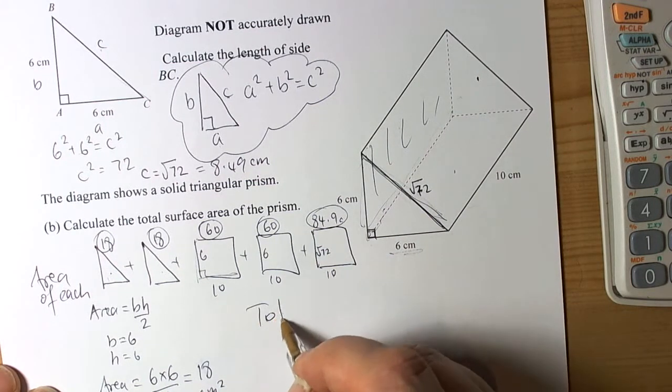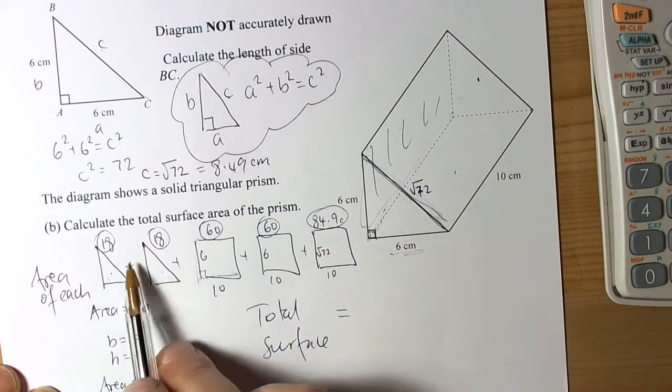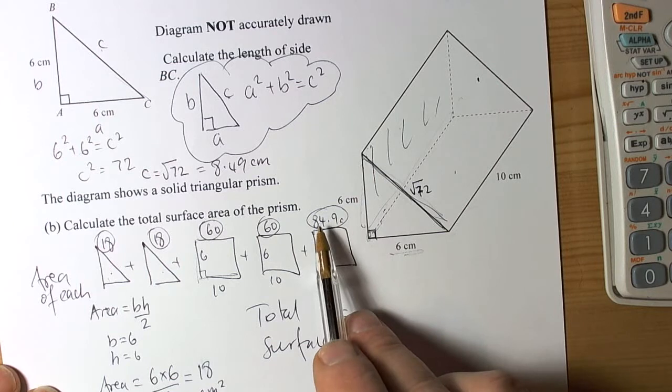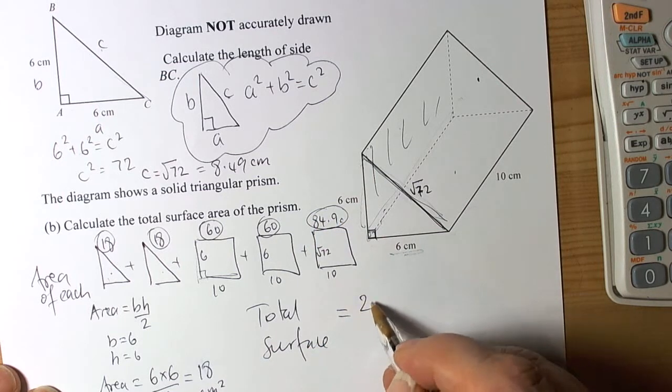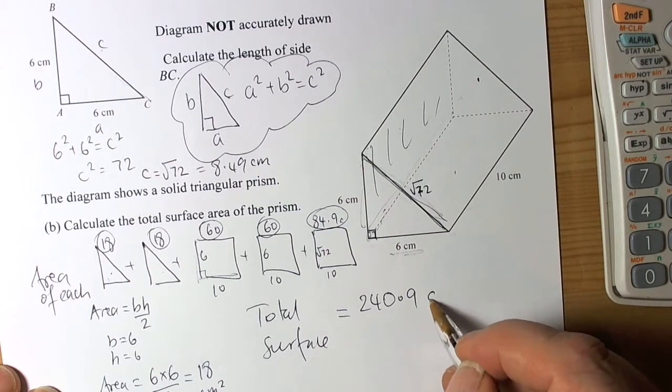And the total surface area then is adding all those numbers together. So 36, 96, 156, 240.9. So 240.9. And again, as always, be careful with the correct units.